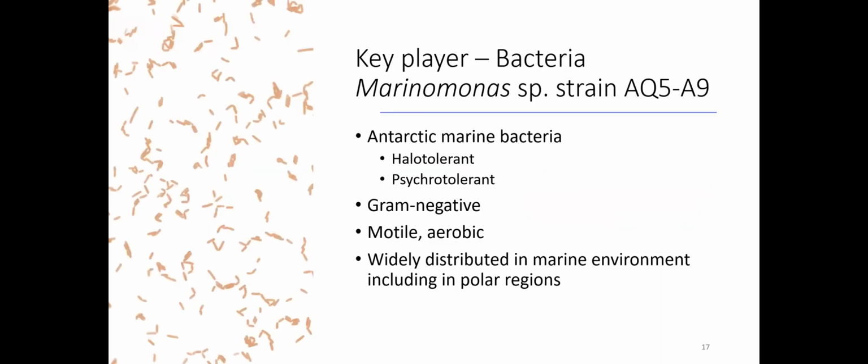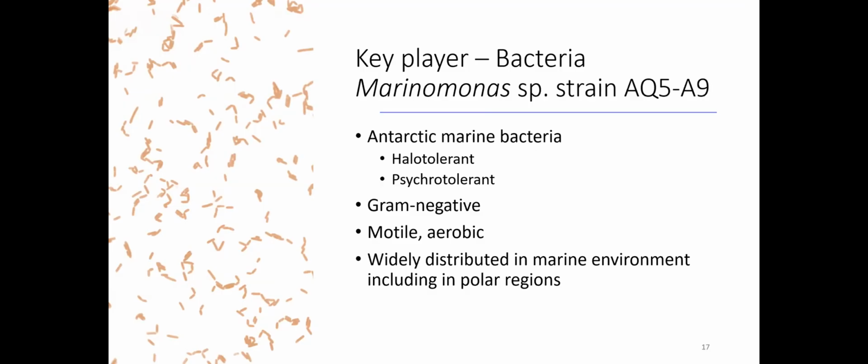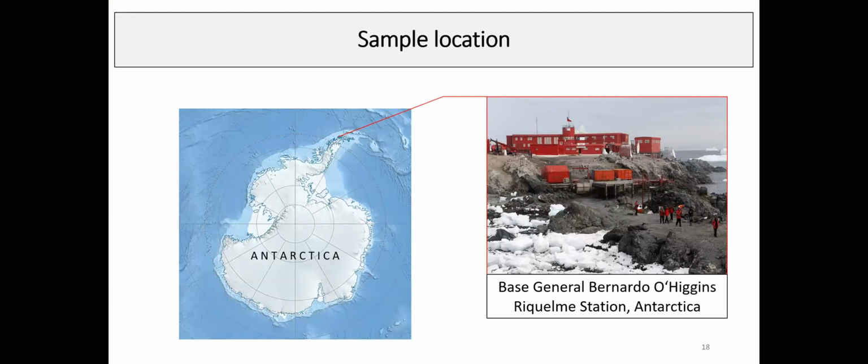The bacterium used for my study was Marinomonas sp. strain AQ5A9. It is an Antarctic marine bacterium isolated near the vicinity of Base General Bernardo O'Higgins Riquelme station in Antarctica. It is halotolerant as well as psychrotolerant. It is gram-negative, motile, aerobic, and widely distributed in marine environments, including polar regions.